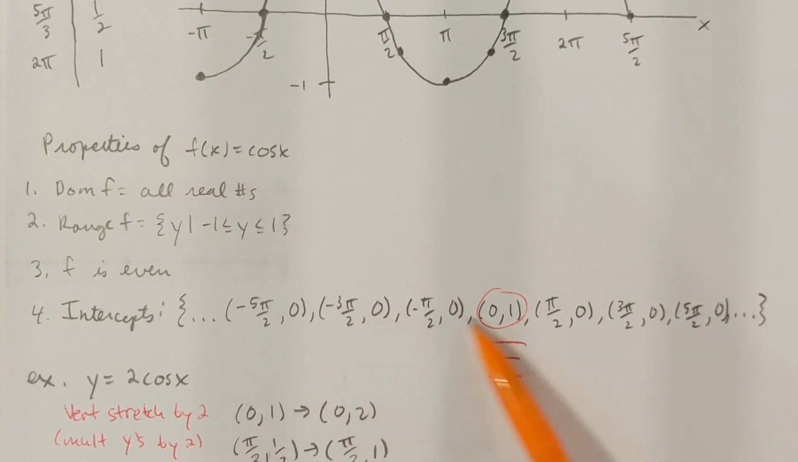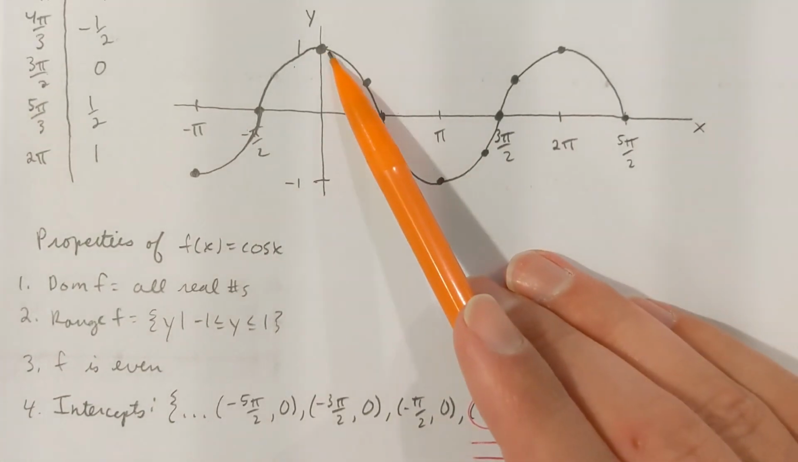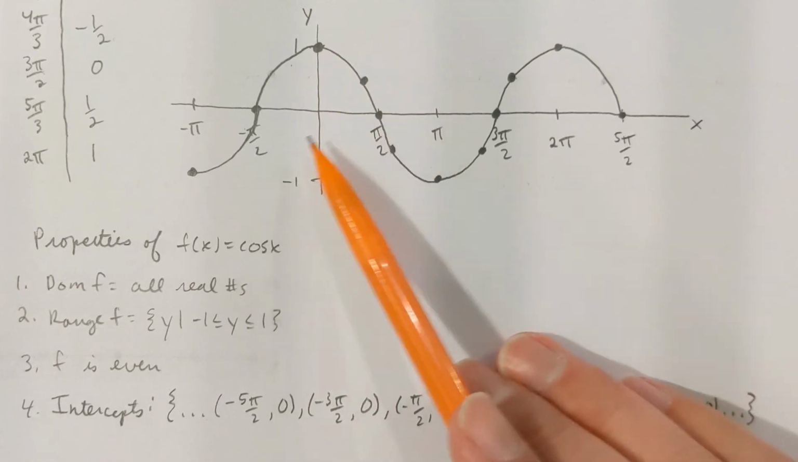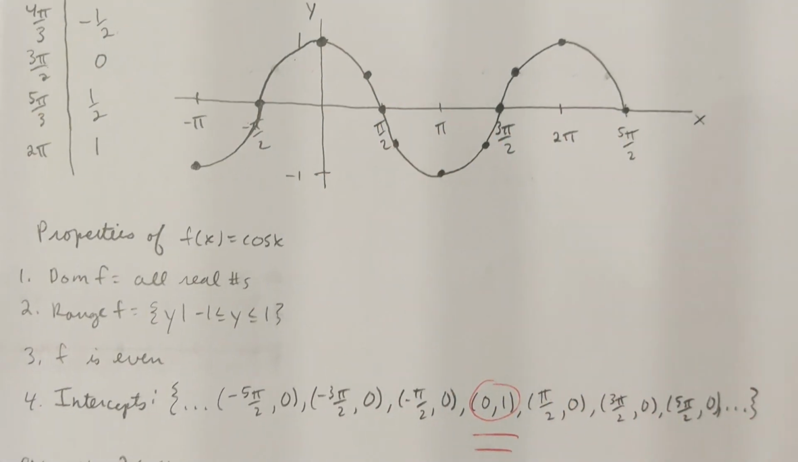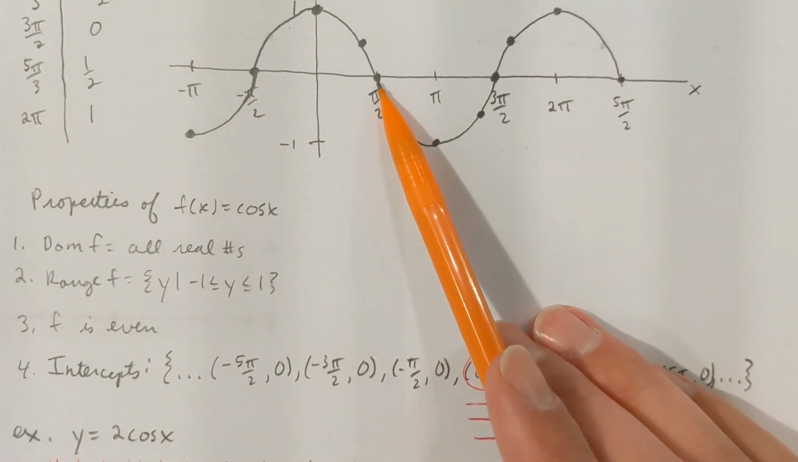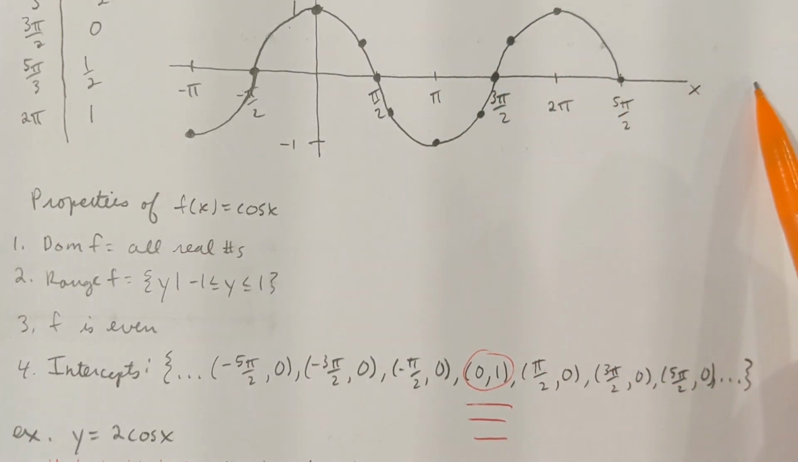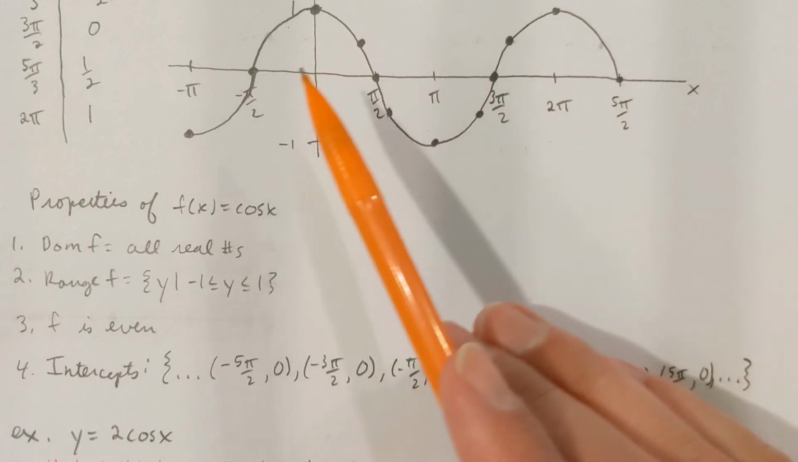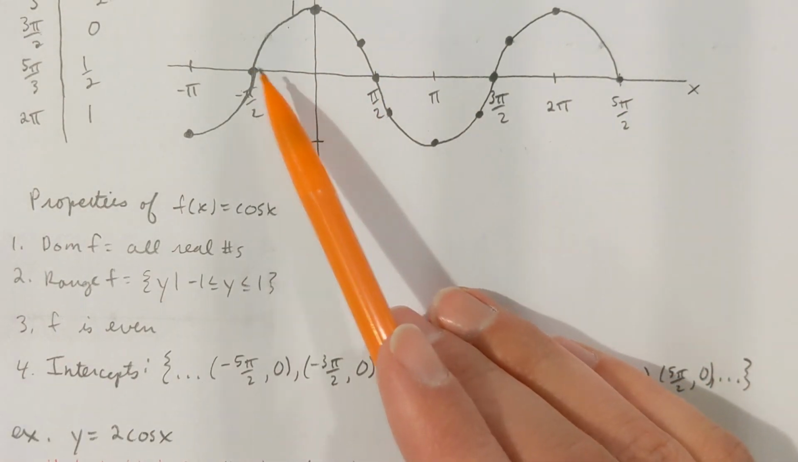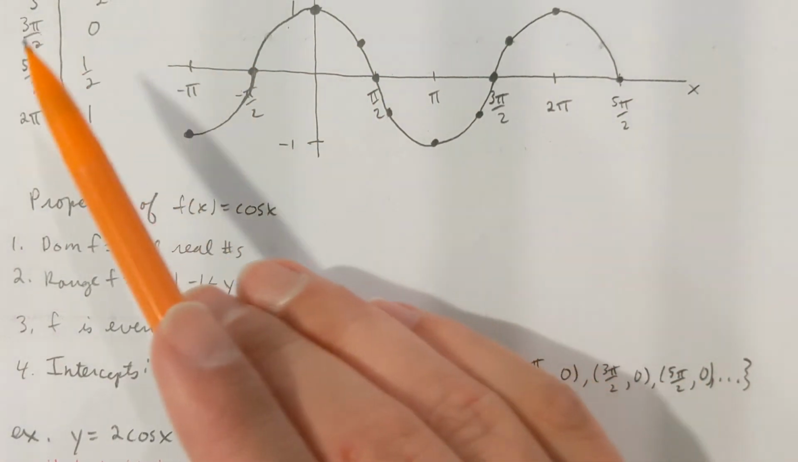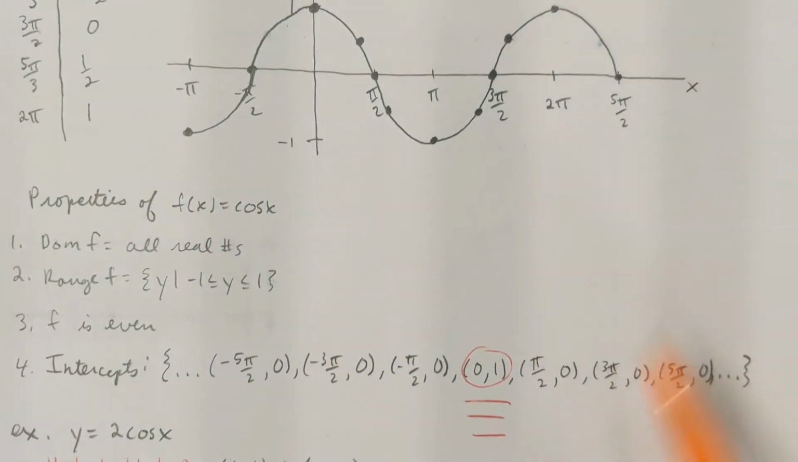If I were to list all the intercepts, there'd only be one y-intercept, 0, 1. You're going to have infinitely many x-intercepts. They're going to be at pi over 2, 0, 3 pi over 2, 0, 5 pi over 2, 0, 7 pi over 2, 0, etc. And then also at negative pi over 2, 0, negative 3 pi over 2, 0, negative 5 pi over 2, 0, etc. Okay?